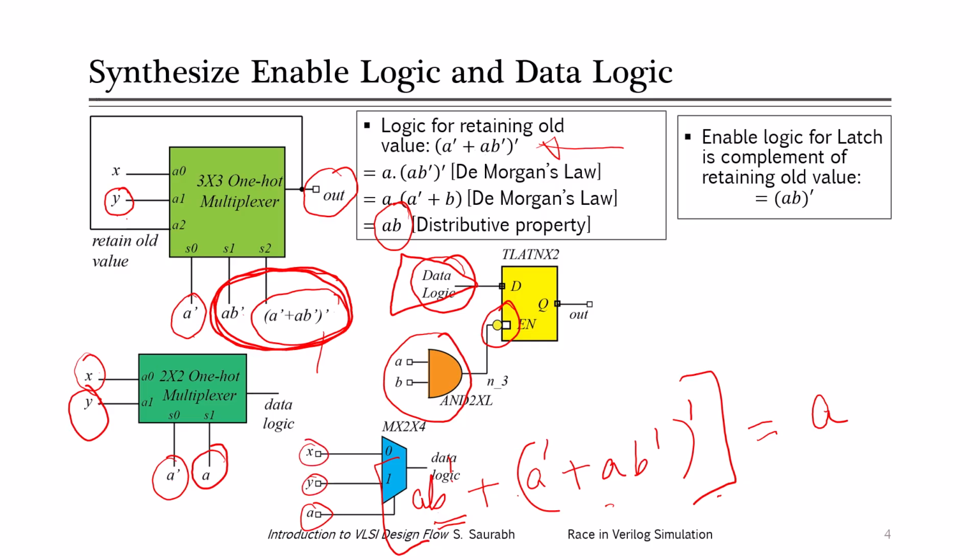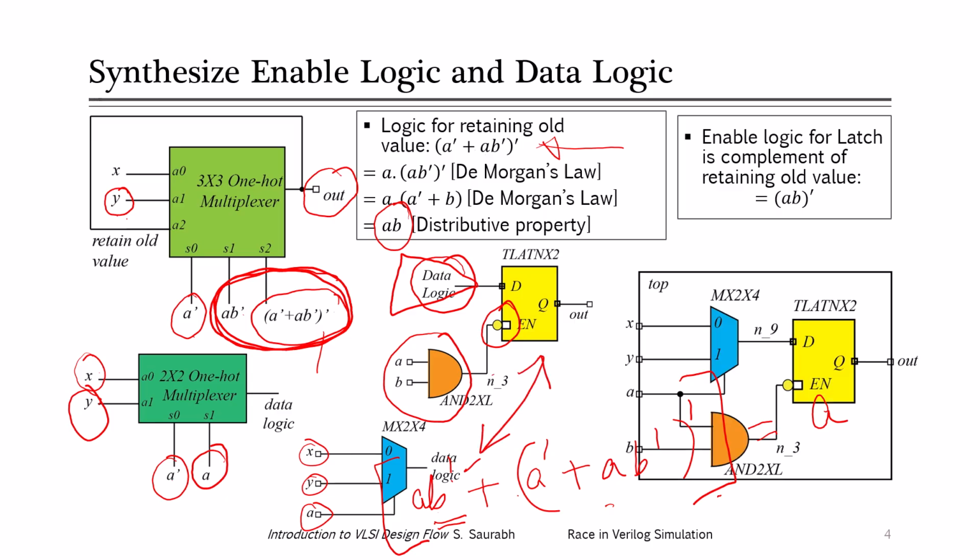Now we have got all the data logic and the enabling logic. We combine these two and we get the synthesized netlist, which was produced by the tool.